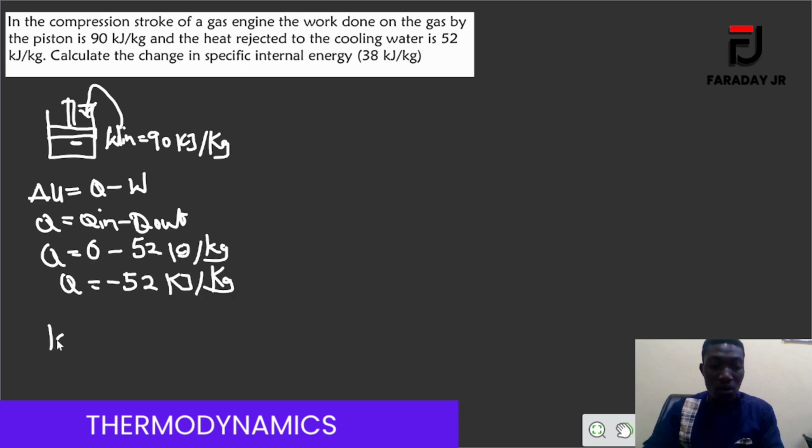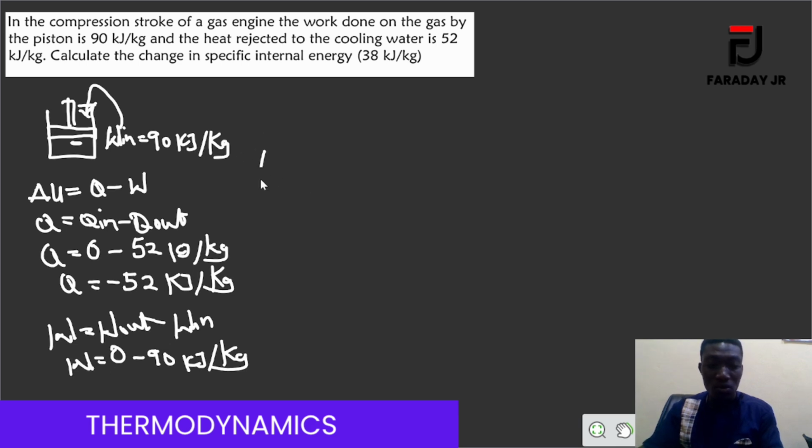Then lastly, our work is equal to our work out minus our work in. The question says that the work was done on the gas by the piston. If it's done by the piston, it's negative. So at this point, the work out will be 0 because it wasn't given, but the work in by the piston is this. This is the one doing the work, so it is 90 kilojoules per kg. So now our total work is this, and you can substitute them into the equation.